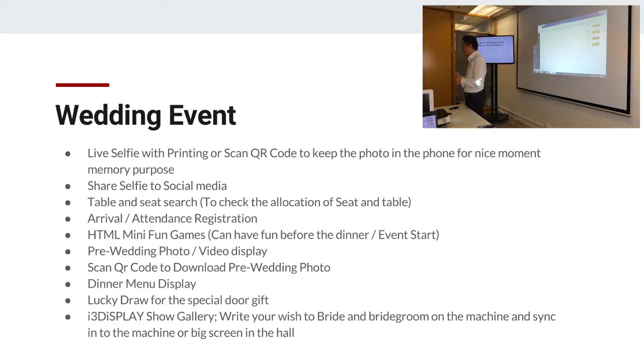If I don't want to print it out, I can use my phone to scan a QR code and keep it on my phone for the soft copy. It will automatically generate a QR code. This is what the cameraman cannot do for you. They snap and they print out for you. What we did is, you snap, it prints out for you, and you can also keep it on your phone. Why? Because you can share to Facebook.